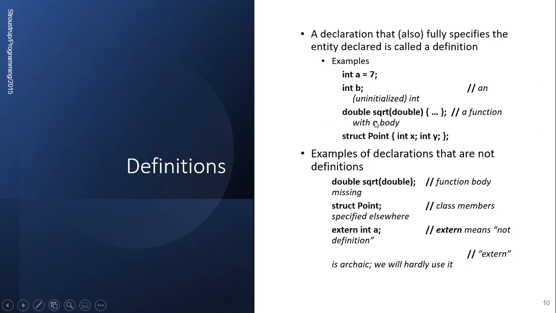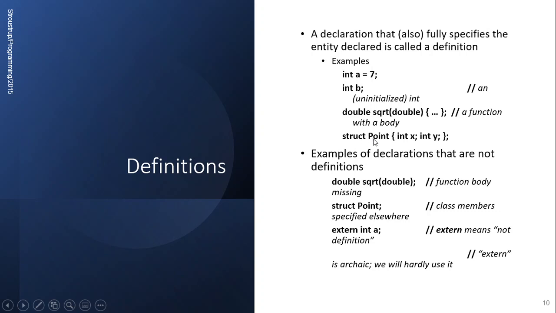This is a definition of a function. This is a declaration as well as definition. So you're declaring the function square root. What are its input and output types and number of arguments, and you're defining it as well. You're providing the body of code as well, which implements the computation that this function is all about.